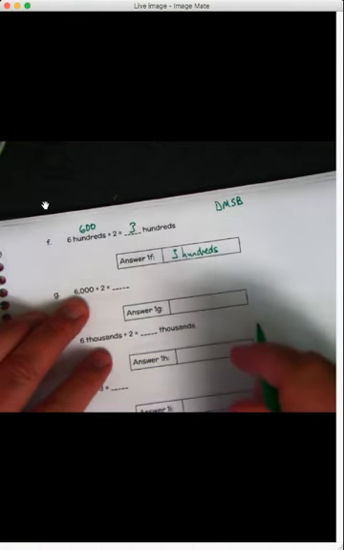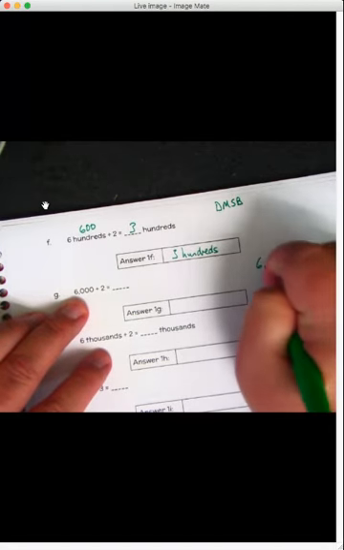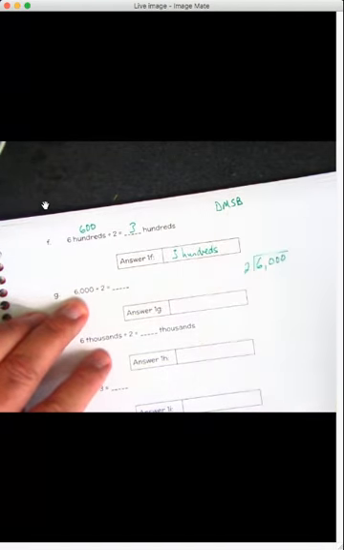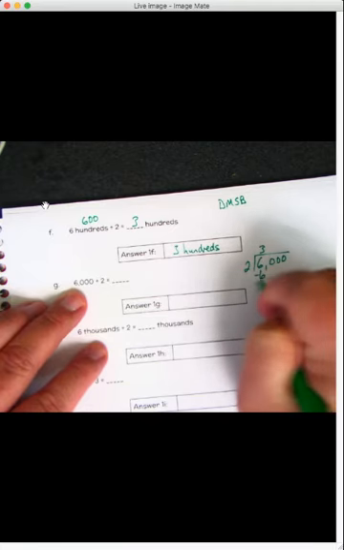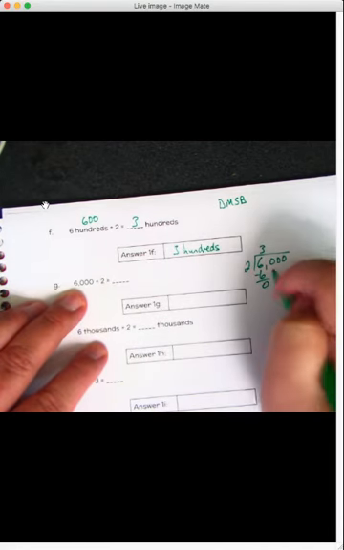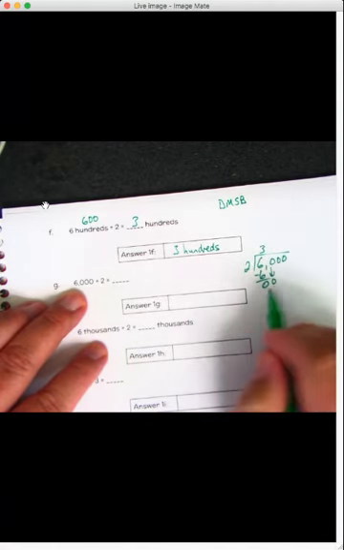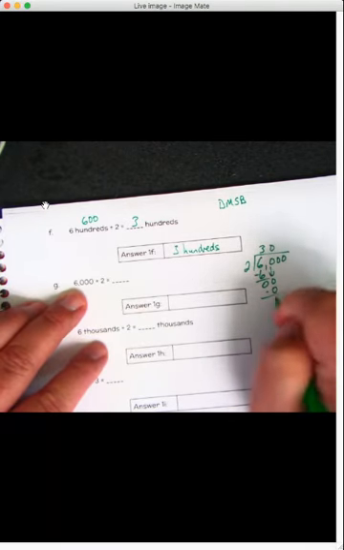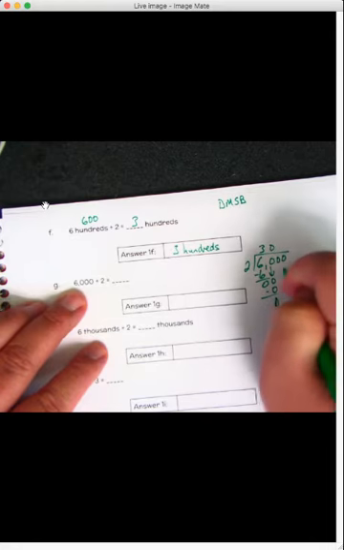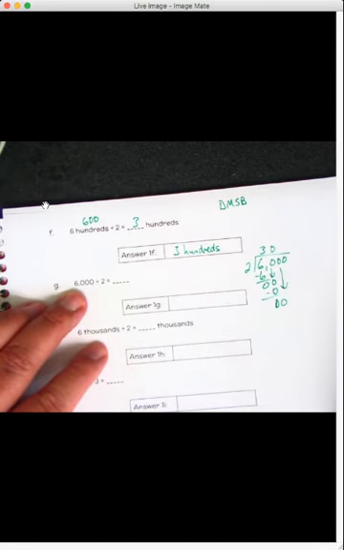All right, 6,000 divided by 2. We're going to do it this long way right now. 6 divided by 2 is 3. 3 times 2 is 6. Sister subtract. Brother bring down our 0. Daddy divide. 0 divided by 2 is 0. 0 times 2 is 0. Sister subtract. Brother bring down our 0.